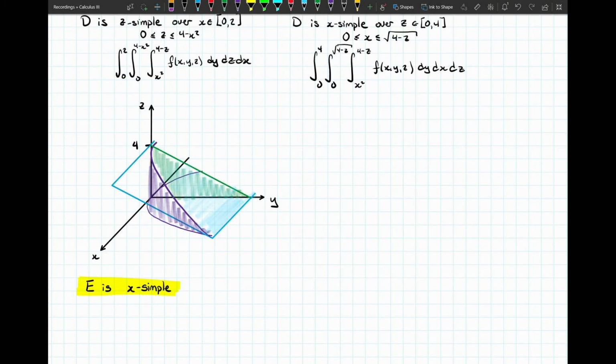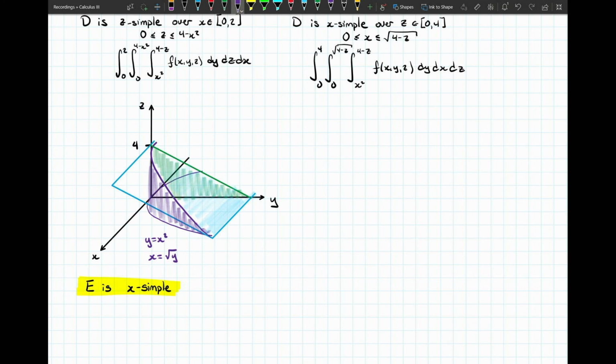To get our last 2 orders of iterated integrals, we want to try to determine what the 2 surfaces are that bound this solid region for x. Now we're already looking at this region from the positive x-axis, and we can see that the surface that's closest to us from the positive x-axis is this purple surface. That purple surface has the equation y equals x squared. That's not already in the form of x as a function of y and z though, so we'll have to rearrange and get x equals root y. Since we know x is greater than or equal to 0, we don't need the negative root.